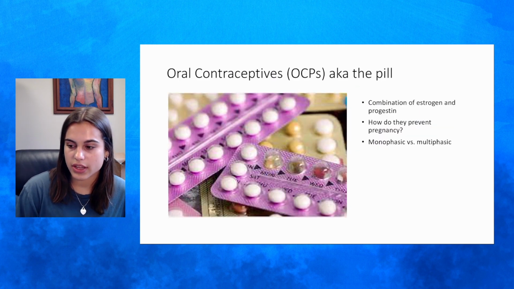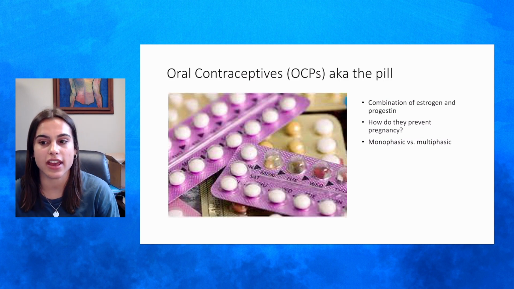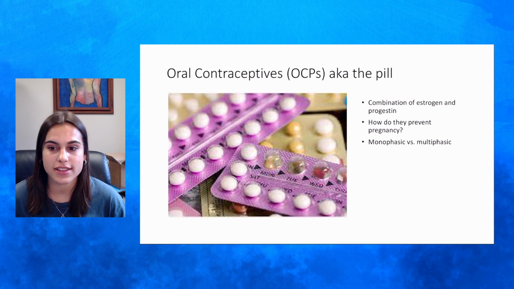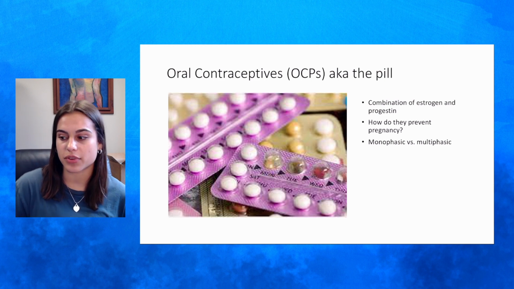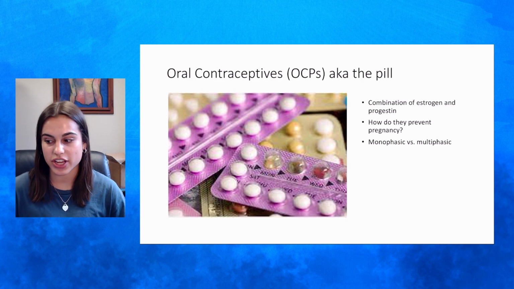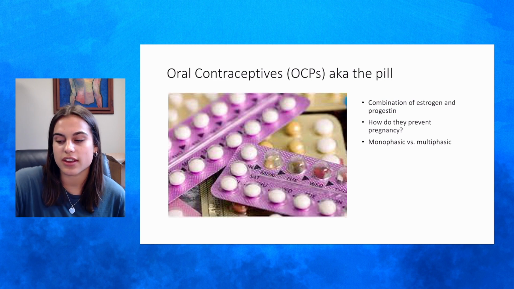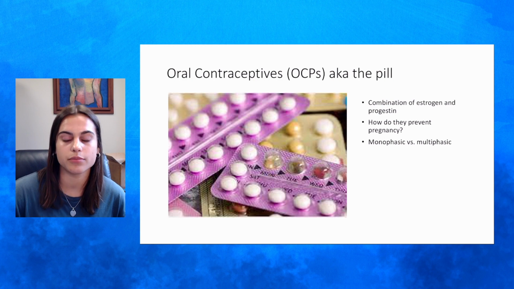So there's two types of oral contraceptives, monophasic and multiphasic. Monophasic is a type of combination birth control where each active pill contains the same amount of estrogen and progestin. And then multiphasic is also a type of combination birth control, but the amount of hormone varies in each pill, and they're kind of supposed to mimic the normal cycle in an attempt to maximize contraceptive efficiency while minimizing the side effects. But both types are good.